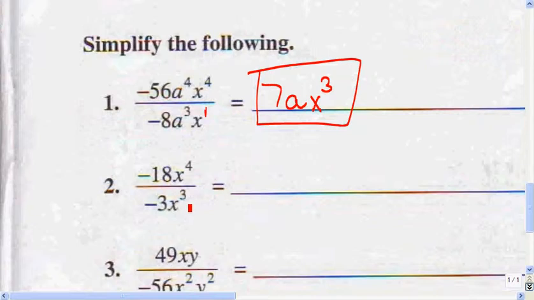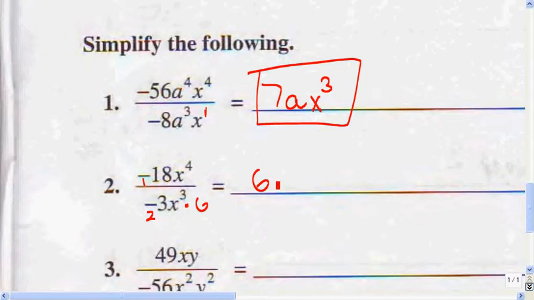Okay. Now, what times 3 equals 18? 6, so my answer is 6. I've got an even number of negatives, so my answer is positive. And then I look at my variables, right? X, so 4 minus 3 is just 1, so that's just x. That's my answer.